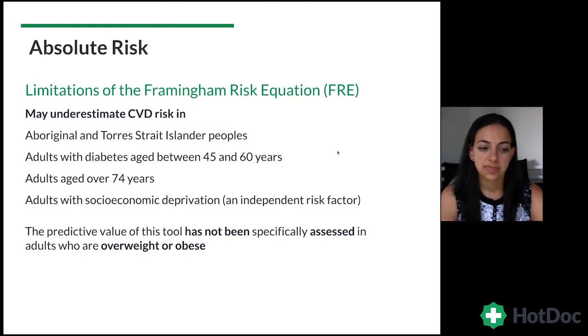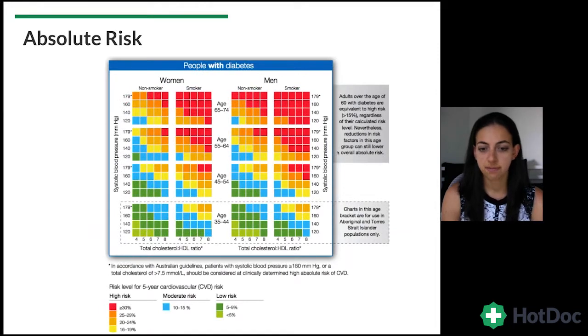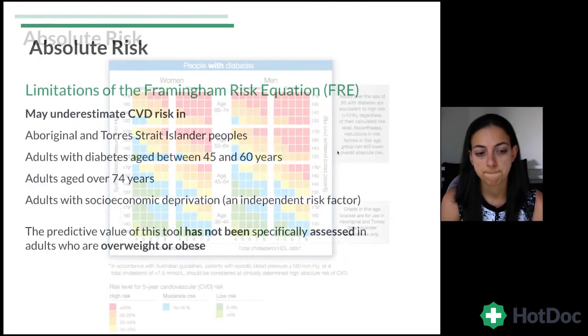But the other issue is that with this equation we don't actually have a predictive value of using this tool to assess the risk in adults who are overweight or obese. As you can see from the tool, nowhere do we mention their BMI, their weight, height, or even their body fat percentage. So there are some factors that it's not really taken into consideration, okay?